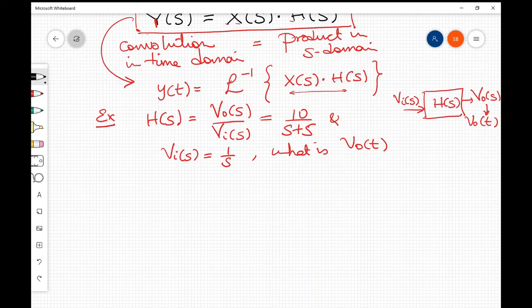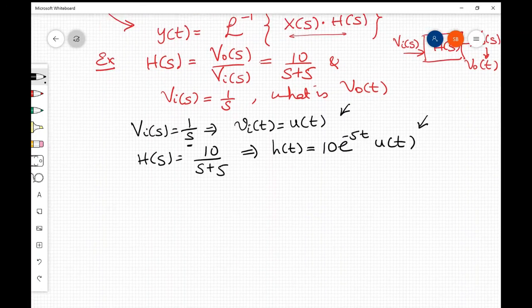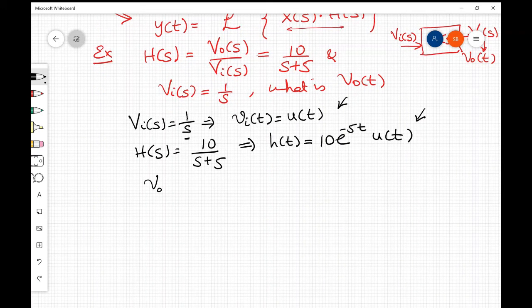We know that Vi(s) is equal to 1 over s, which means small vi(t) is a step function, right? Because this is the inverse of a step function. And we also know that H(s) is equal to 10 over s plus 5, which essentially gives us h(t), the transfer function in time domain, which is going to be 10 e^(-5t) u(t). So we have already found that one, and now if we use our time integral, then vo(t) is going to be what?